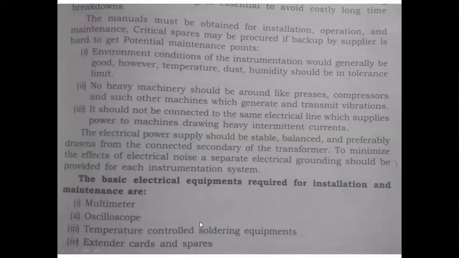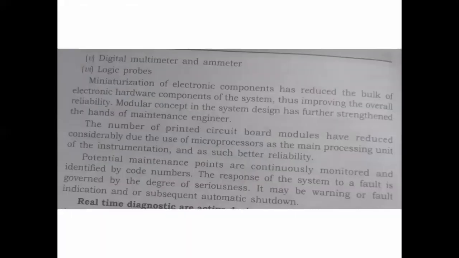Okay, so these are some of them, and also we have the digital multimeter and ammeter. These are also used. So the multimeter is used for all three parameters, and the ammeter measures current, voltage, and resistance. It may be analog or digital, and then logic probes. These logic probes will also be used.